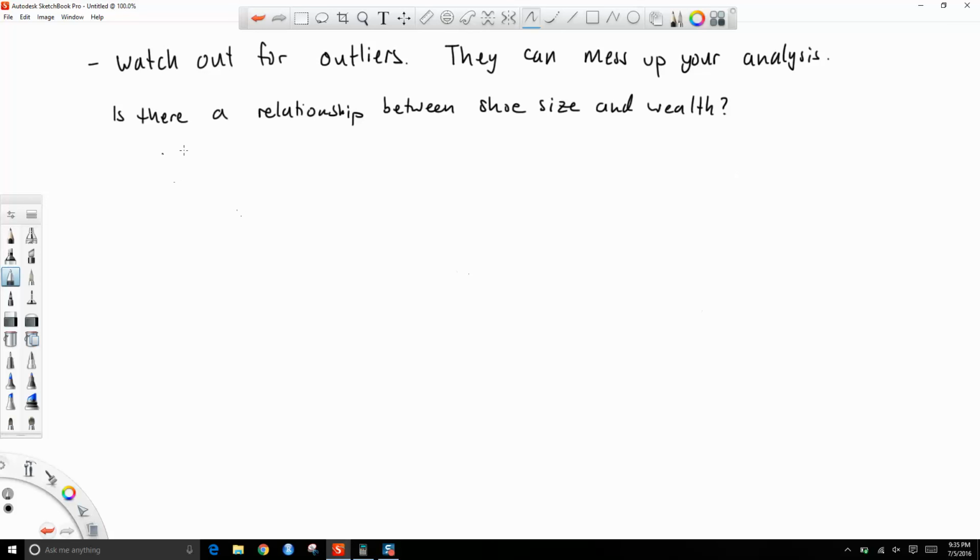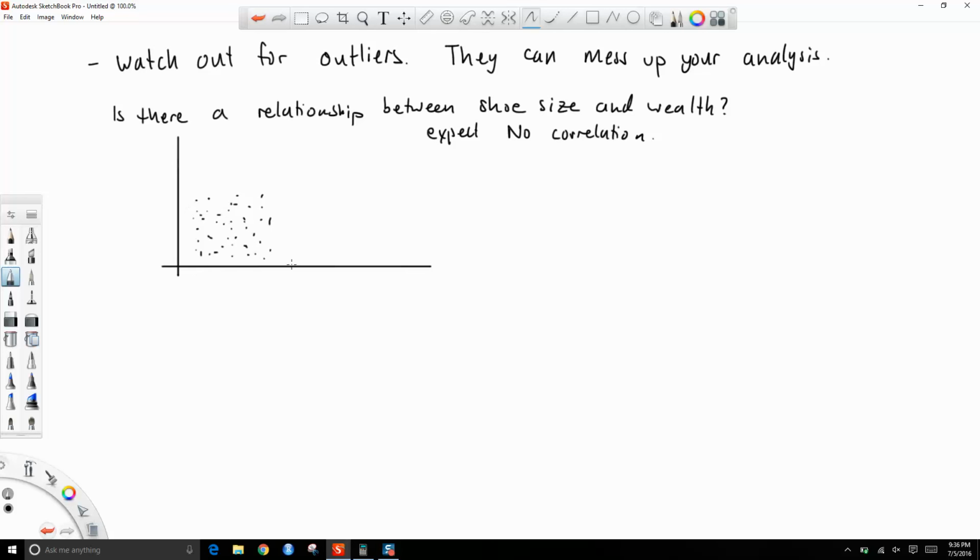Okay, and what do we expect our answer to be? No, right? We would expect no correlation. So we'd look at people: you have people with big feet, people with small feet. People with big feet have lots of money. People with big feet have little money. People with small feet have lots of money. So we'd see something like this, okay?